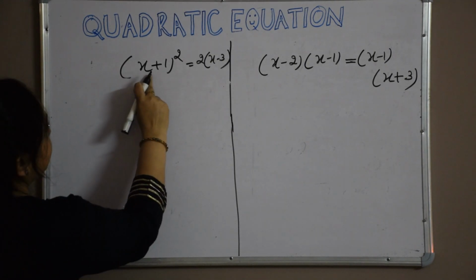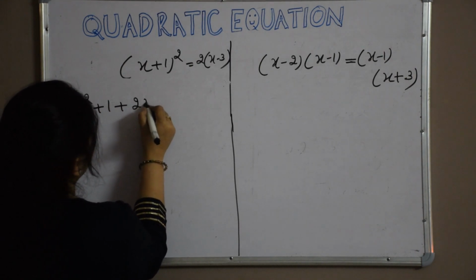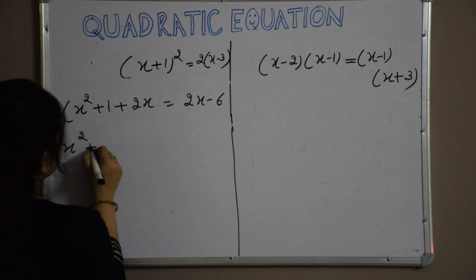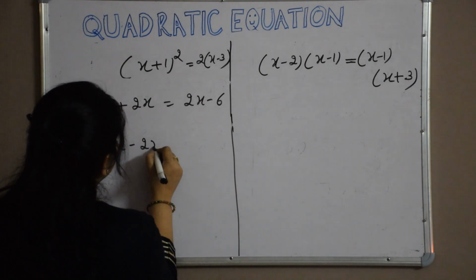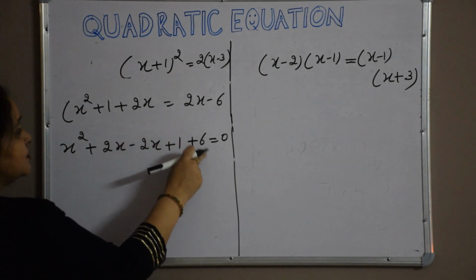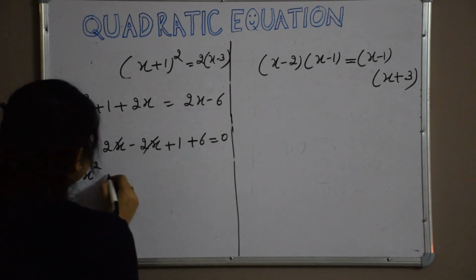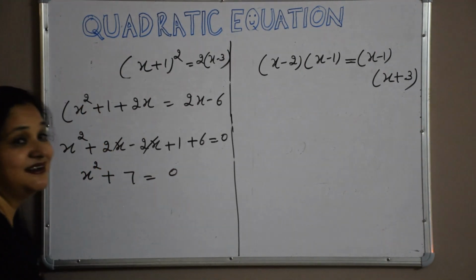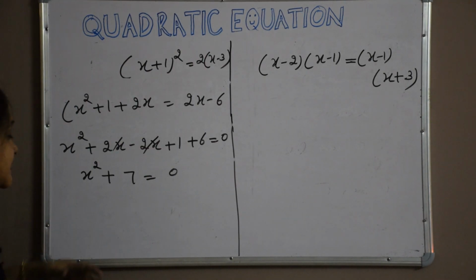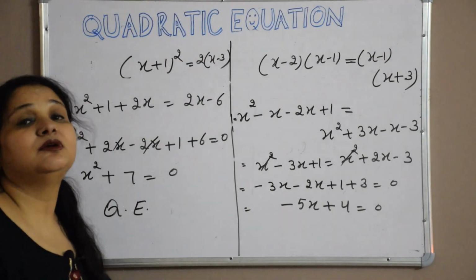So we will simplify. It becomes a plus b whole square. We will write it x square plus 1 plus 2x is equal to 2x minus 6. We will combine the terms. We bring all the terms to the left hand side. Plus 1 plus 6 is equal to 0. See, equality is always there. Now I think you understood the concept and the difference between polynomial and equation. See, now here degree is 2, so it is a quadratic equation and it is equal to 0. We have to solve the quadratic equation.